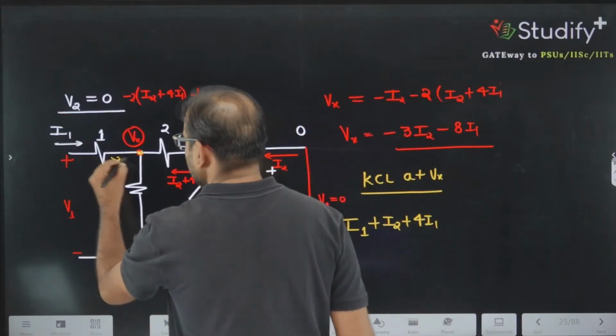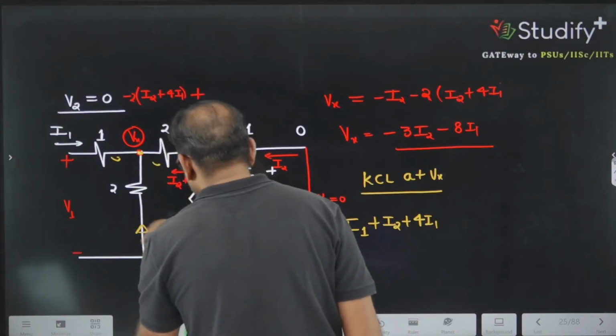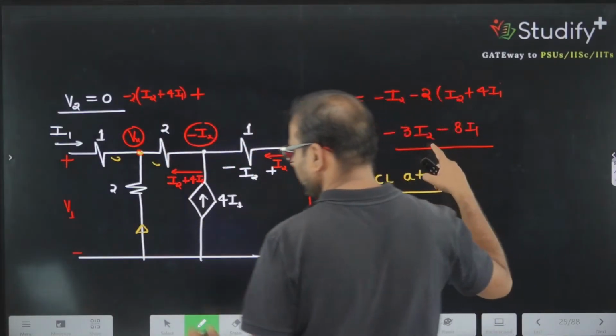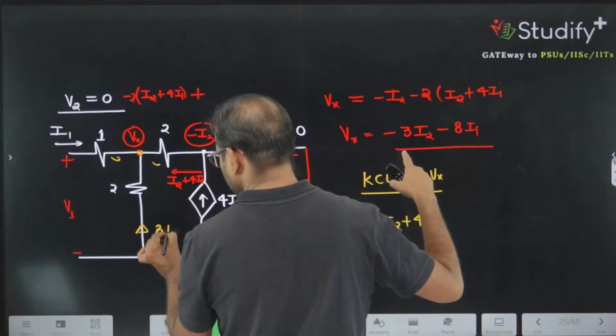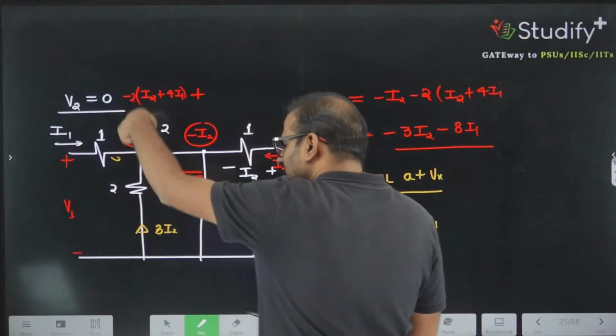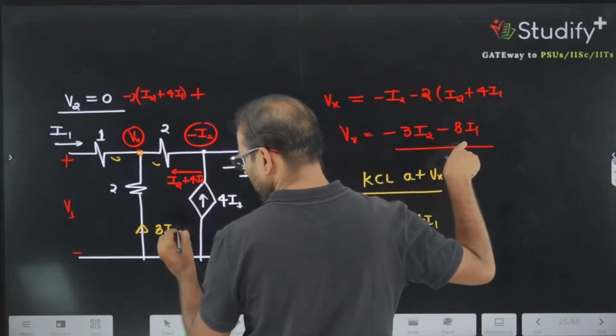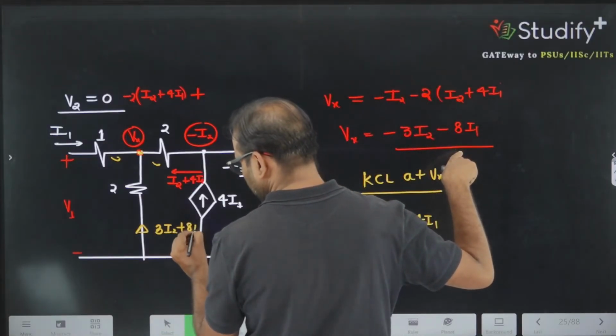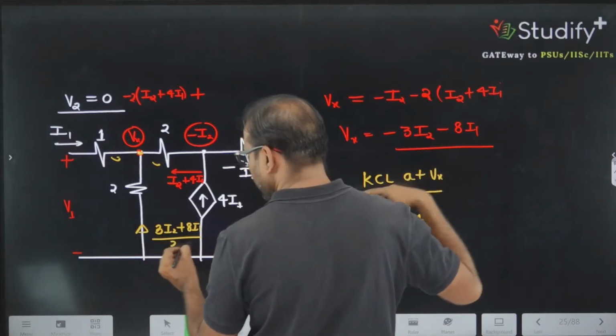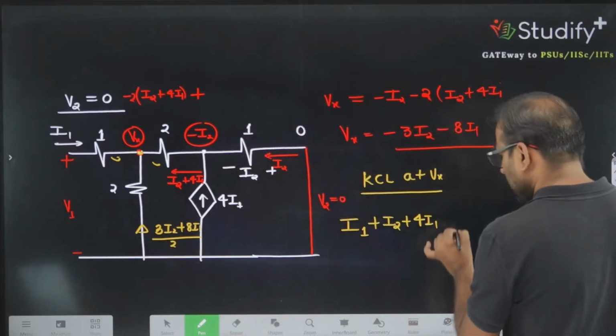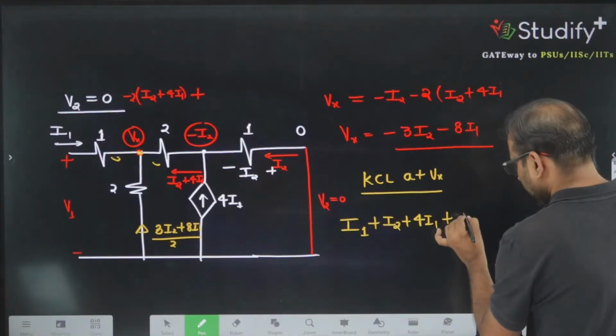This current is taken. What is the current in this branch? The current in this branch is given by 3I2, because I am taking this current as a negative. So this voltage will be what? 3I2 plus 8I1, divided by 2. And the sum of all these currents is equal to 0.